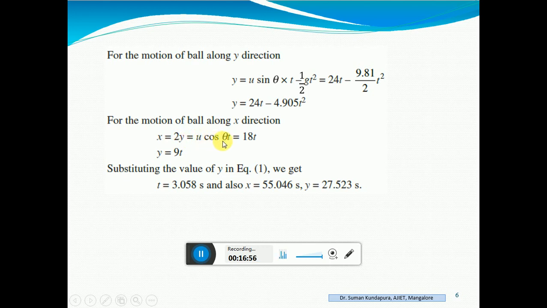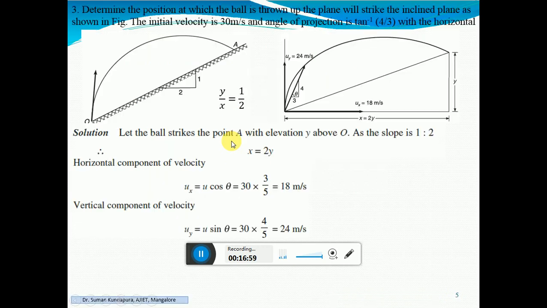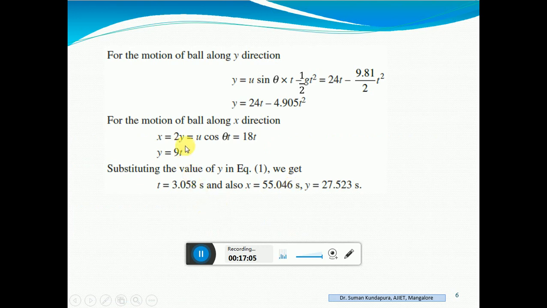And the x equation is x is equal to 2y, which is equal to u cos theta t, and here u cos theta is 18. So you will get the equation reduced to y is equal to 2 and 9, 90 will remain, y is equal to 90. So substituting the value of y in the y equation, substitute the value as 90 here. 24t minus 90 will get 15t, 15 divided by 4.905, t gets cancelled. So t is equal to 3.058 seconds you will get.